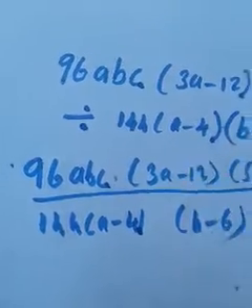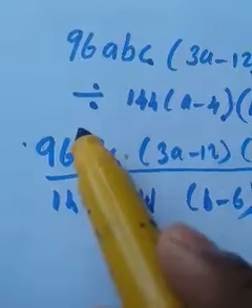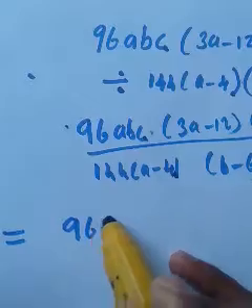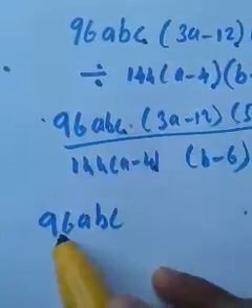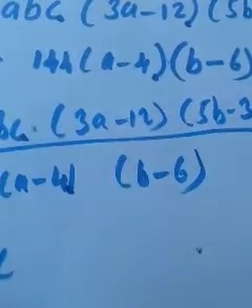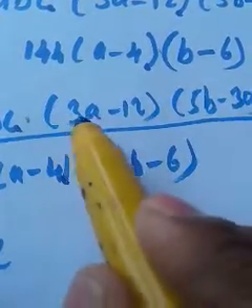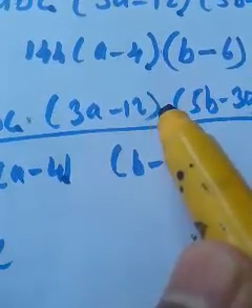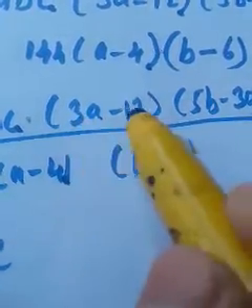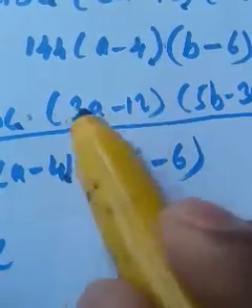Now just see this. Okay, see this 96 ABC as it is. Next term is 3A minus 12. What is your next term? That is 3A minus 12. Is there any common factor for 3A and minus 12? Yes, 3 is common. That means this is two terms. So take 3 outside from these two terms, because 3 is common for both terms.